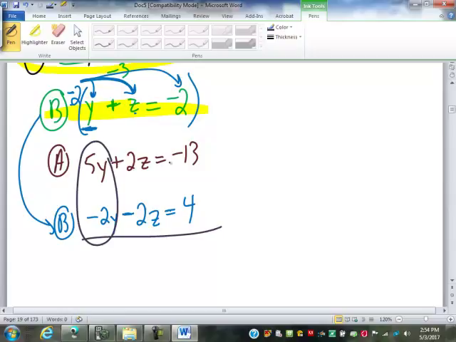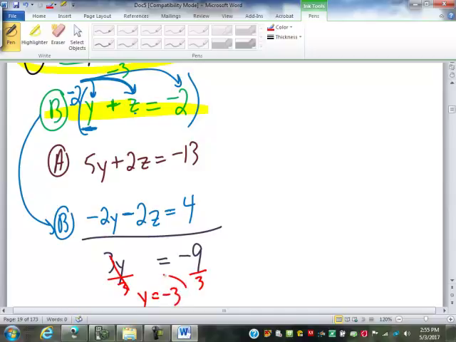So 5y plus negative 2y is 3y. 2z and negative 2z cancel out. Perfect. Equals negative 13 plus 4, negative 9. So our next step: divide by 3. Perfect. So we divide by 3 and y equals a negative 3.